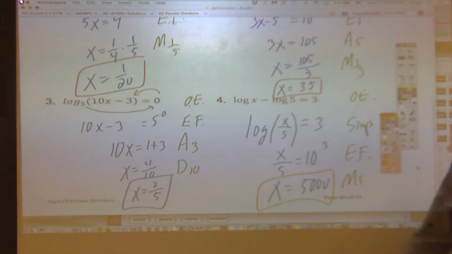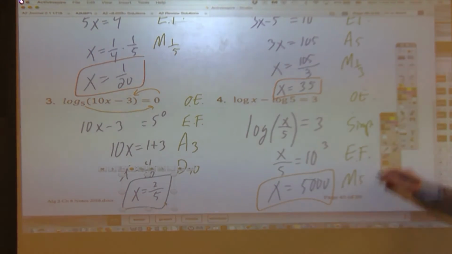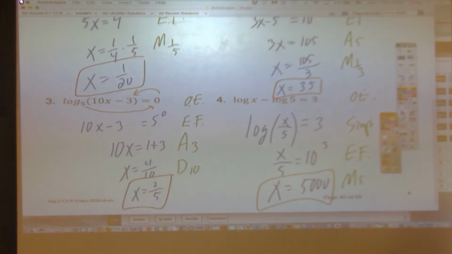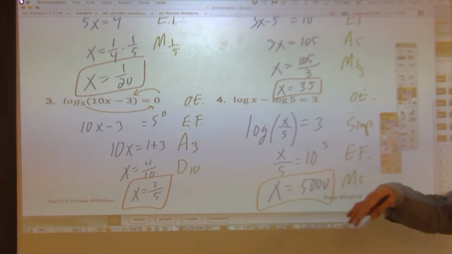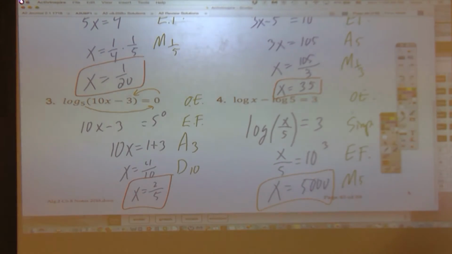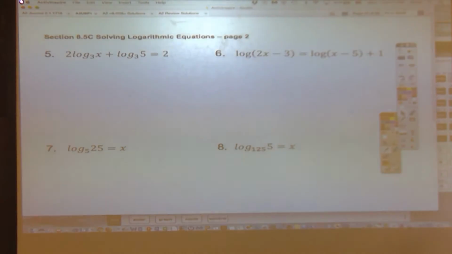Okay, if we're going too fast, just raise your hand. Raise your hand if you feel like this is going too fast. You need to take a little more time. Maybe slow down a little bit. Okay, page 2. We're getting there.